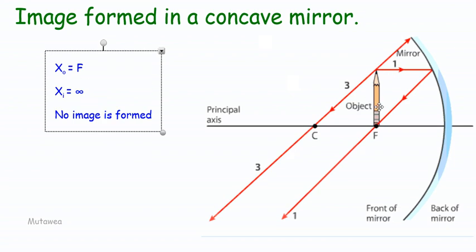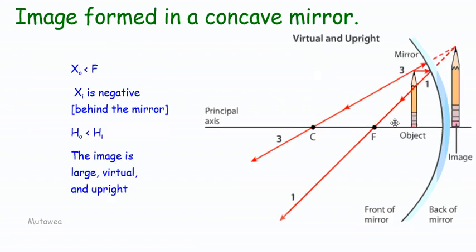As the object approaches the mirror, when it reaches a distance equal to the focal length, the reflected light rays are parallel. They will never intersect. At this point, there is no image formed. Finally, when the object is at a distance smaller than the focal length, the reflected light rays will move away from each other. They will never intersect in front of the mirror.